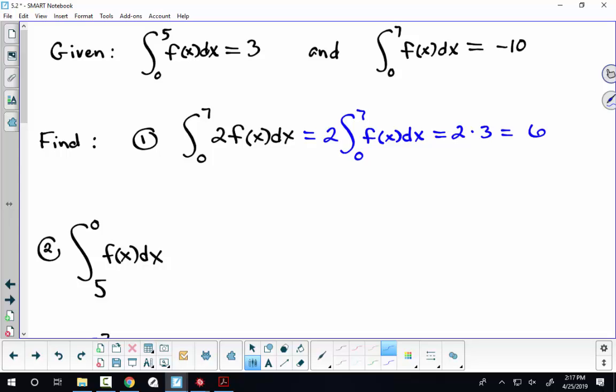Why if it's from 7 to 0? Oh, 0 to 7, yeah. 2 times, not 3, but negative 10, yeah, thank you. So 2 times the integral from 0 to 7, 2 times negative 10 is negative 20. How about the integral from 5 to 0? Negative 3, right? We've switched the limits of integration. From 0 to 5 is 3, so from 5 to 0 is negative 3.